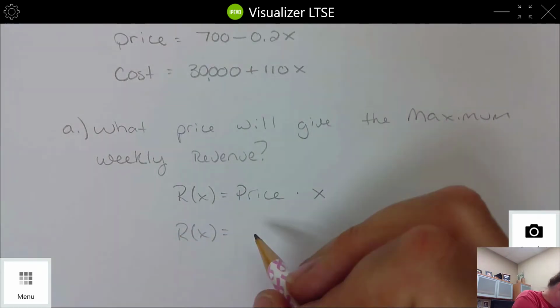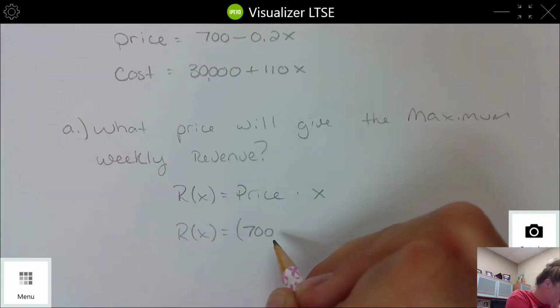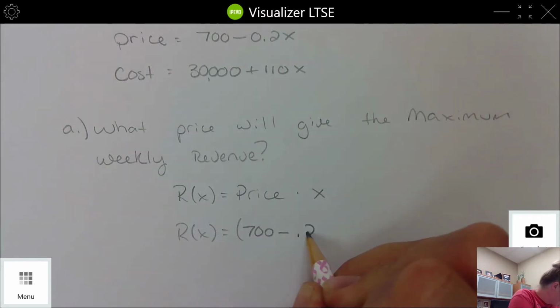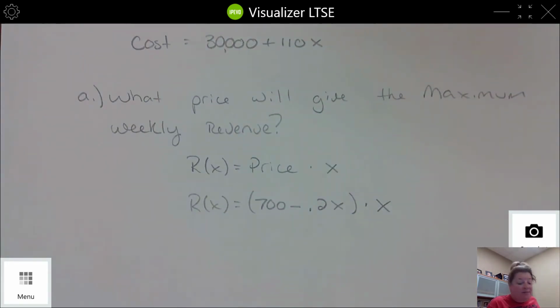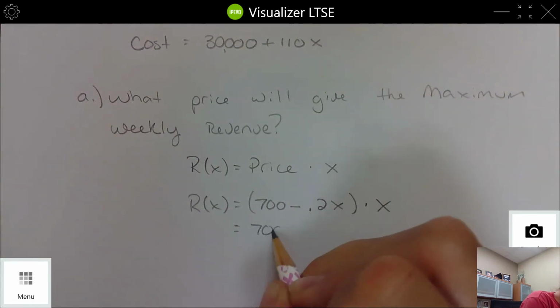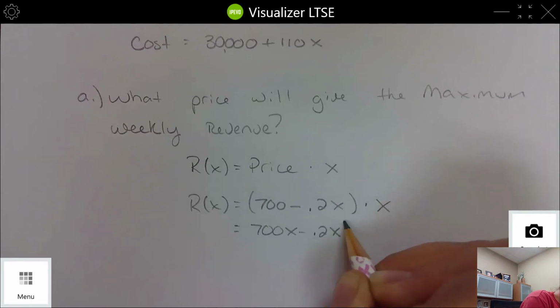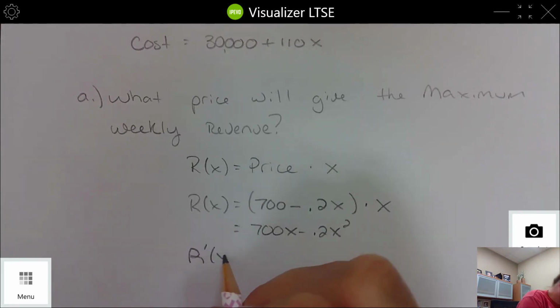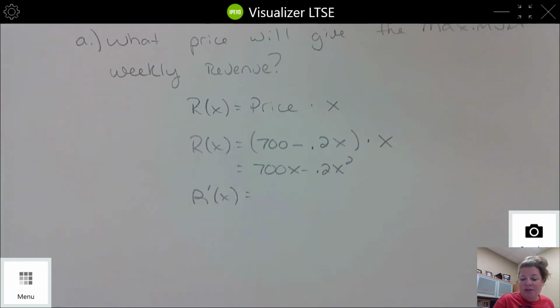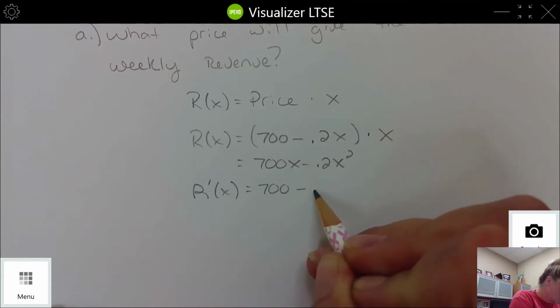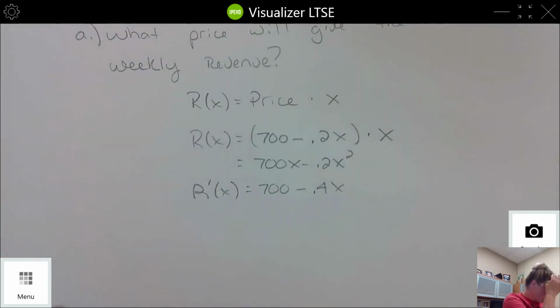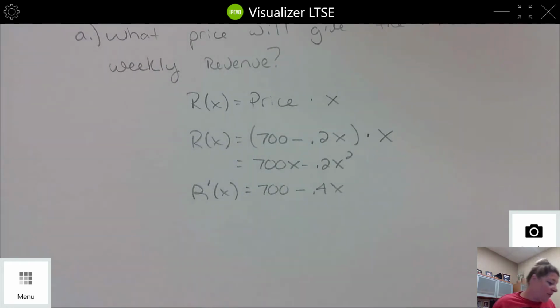will equal 700 minus 0.2x times x. Now we want to maximize this function, so we're going to multiply it out so we could use a quick derivative. Now let's do the derivative of that. So the derivative is going to be 700 minus 0.4x. So now where's our critical value for this?